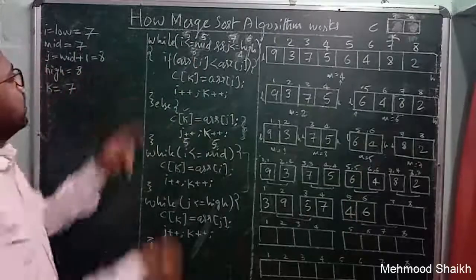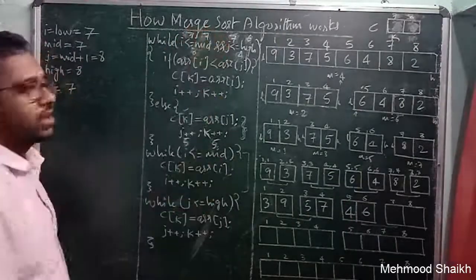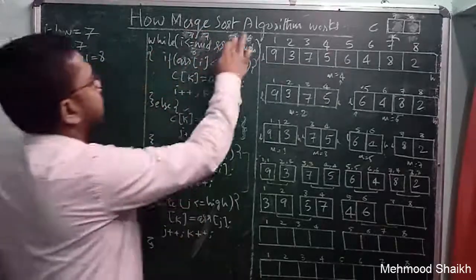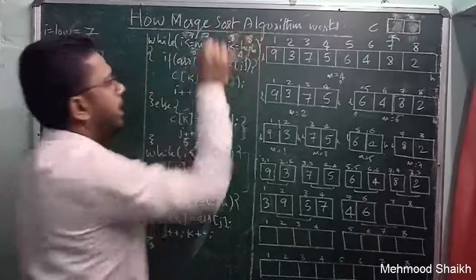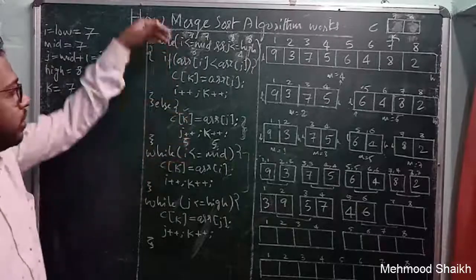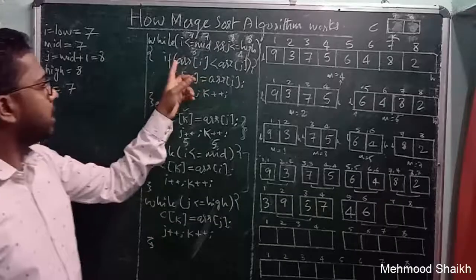So now here I is 7. 7 is less than or equals to 7. Yes, condition true. Next, J is 8. 8 is less than or equals to high. High is 8. So 8 is less than or equals to 8. Yes, both of these conditions are getting satisfied. So we will come inside this while loop to execute this if condition where we are checking array of I.